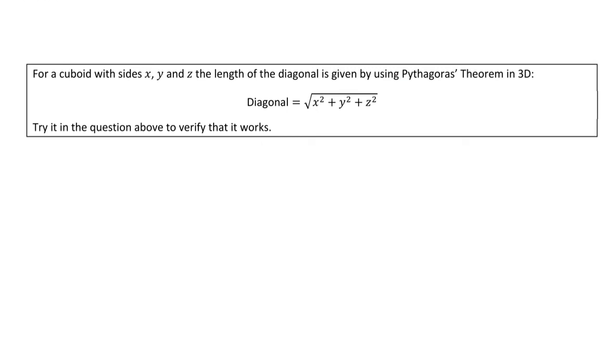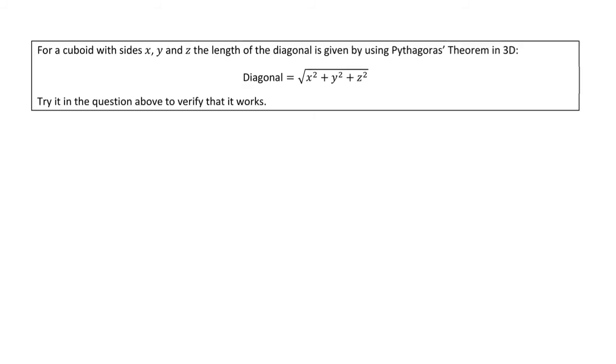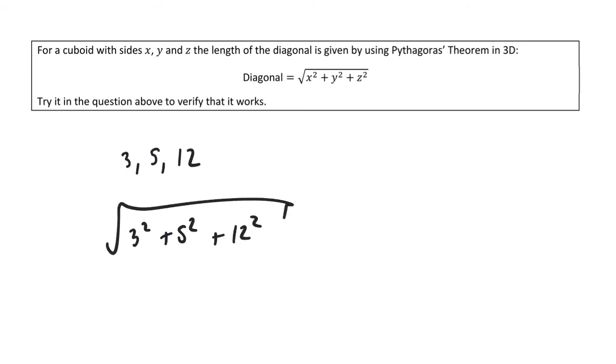For a cuboid with sides x, y, and z, the length of the diagonal is given by using Pythagoras' theorem in 3 dimensions, which is the square root of x squared plus y squared plus z squared. We could use that in the above question to verify. The 3 sides in the cuboid above were 3, 5, and 12. So if we do 3 squared plus 5 squared plus 12 squared and find its square root, we get the square root of 178, which works out to be 13.3 to 1 decimal place, as it was before.